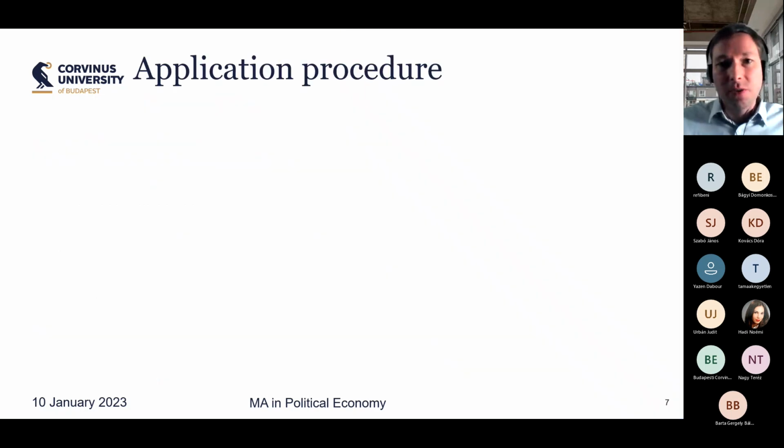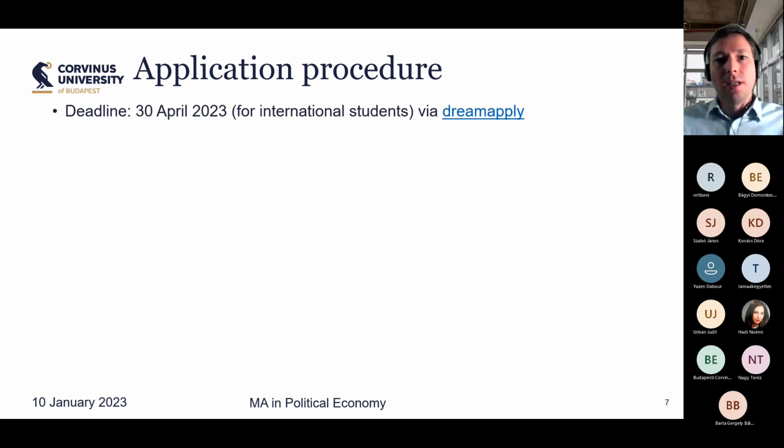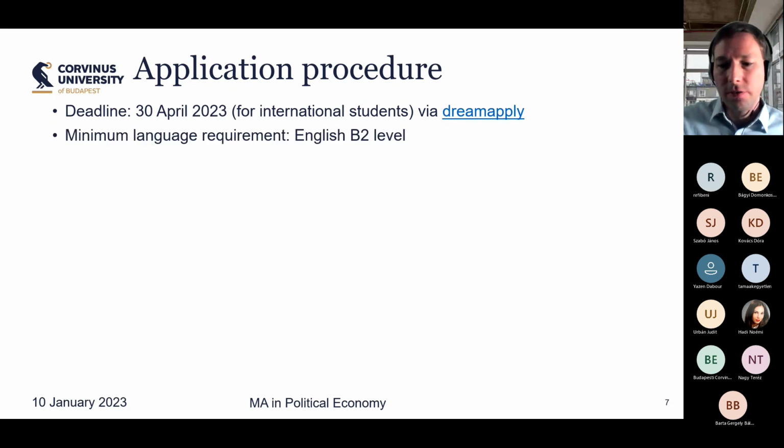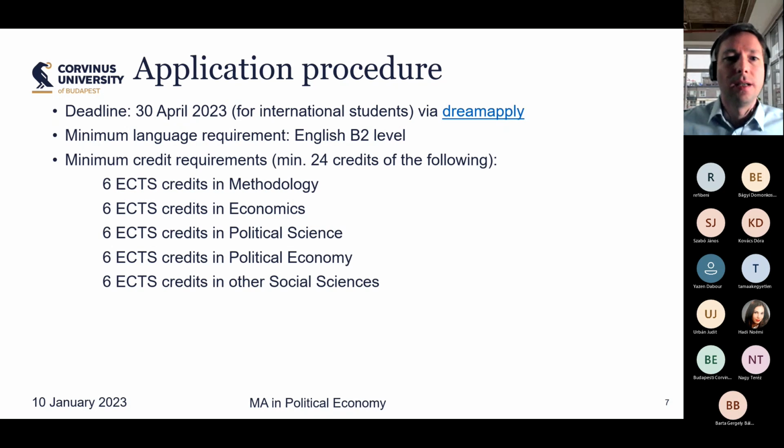About the application procedure. I've prepared these slides for international students, and the following information does not necessarily apply to Hungarian students. For international students, the deadline of application is the 30th of April. For Hungarian students, it's the 15th of February, and from a different platform. We require minimum language knowledge of English B2 level, which is below the proficient level. And there are minimum credit requirements for each MA program. For this one, these are the requirements.